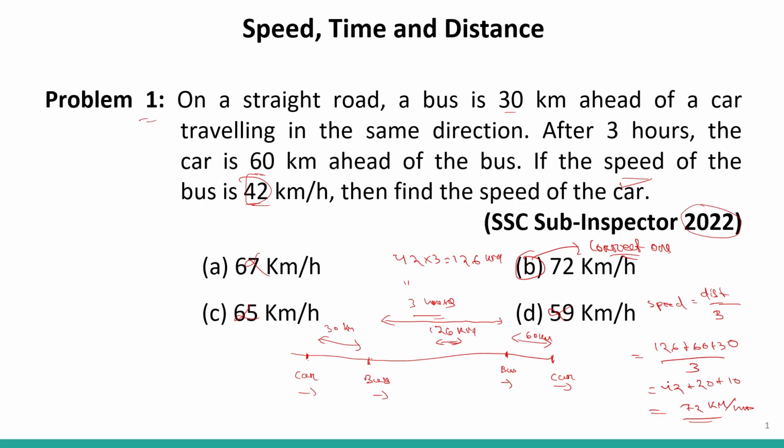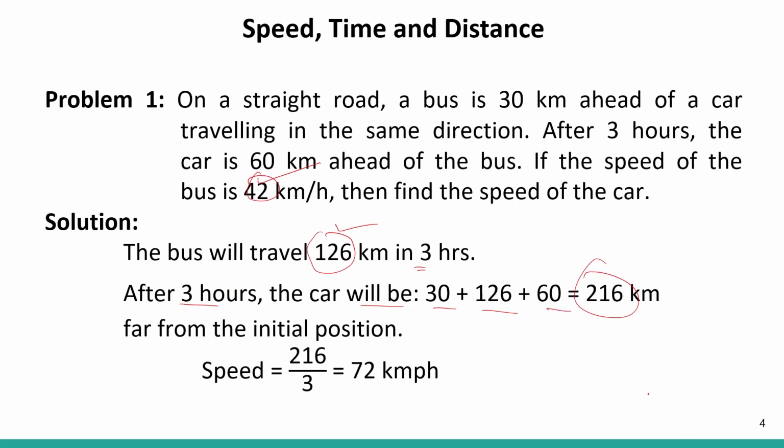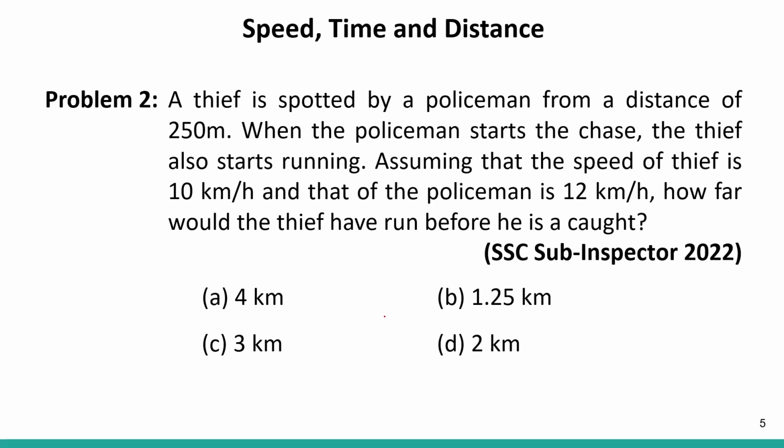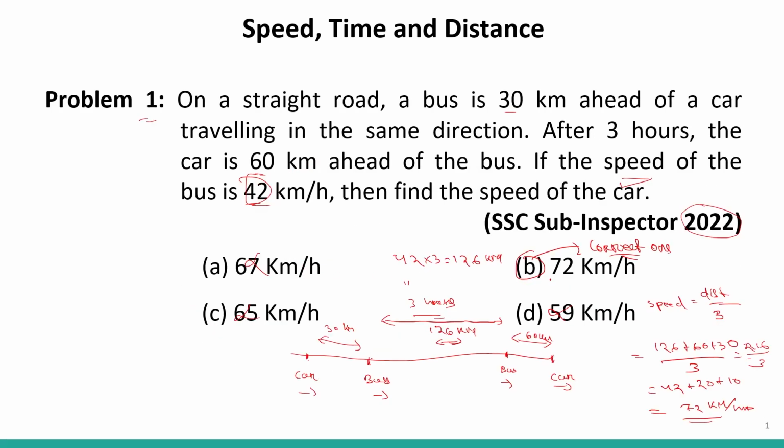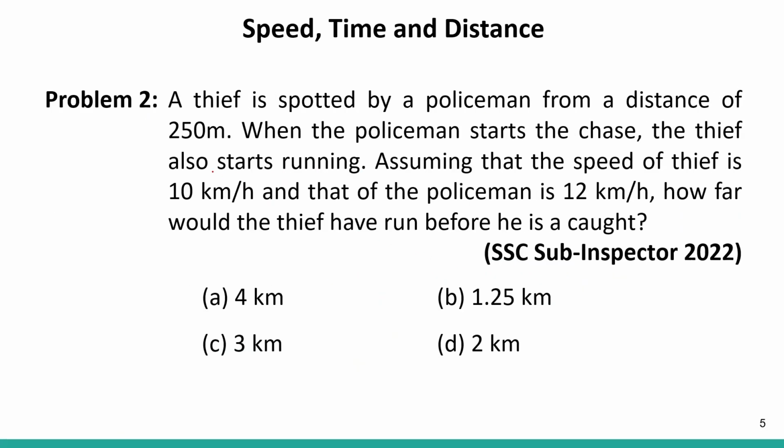So the whole distance will be 126 plus 60 plus 90, that is equal to 126 plus 90, that will be 216 km. 216 km, okay, divided by 3. So this is nothing but 72. So 216 by 3 is equal to 72 km per hour. So the answer is 72 km per hour.